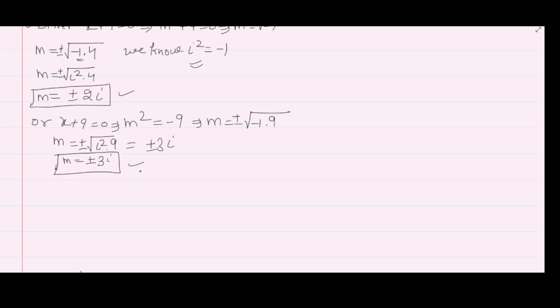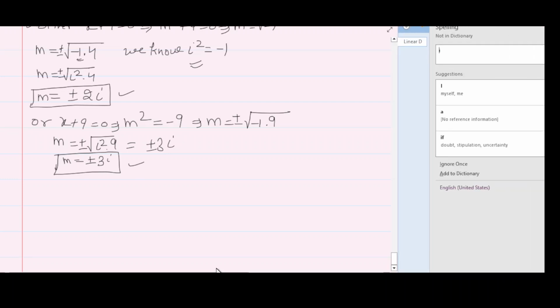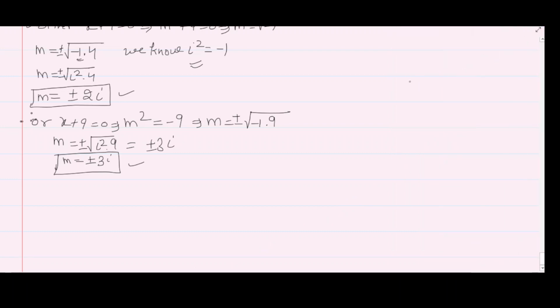Okay, so now we can write. So here what you can see, here you can see that the values of m are plus minus 2i and plus minus 3i. Therefore the solution y of x for the homogeneous differential equation can be written as e to the power 0 into x.